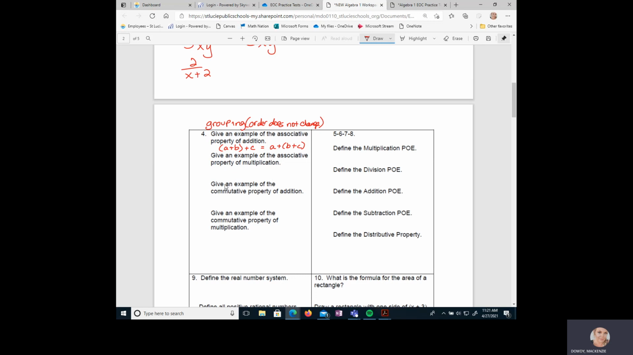Associative property of multiplication is the same thing. Group together A times B times C by itself. You will get the same product as A by itself and grouping together B and C.